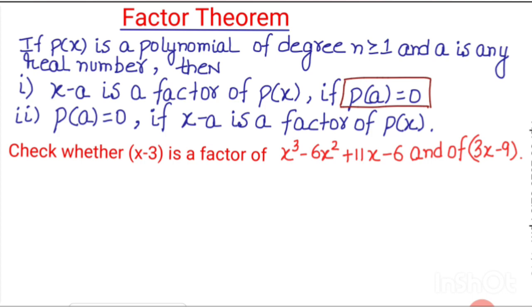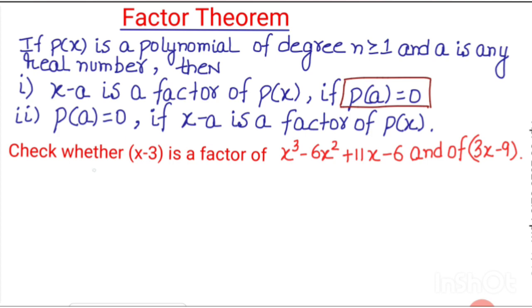because, for example, if on dividing 6 by 2 the remainder is 0, I can say that 2 is a factor of 6. So similarly, on dividing p(x) by x minus a, if the remainder is 0, that is p(a) equals 0, then x minus a is a factor of p(x). Or vice versa, if p(a) equals 0, that is, the value of the polynomial at x equal to a is 0, then I can say that x minus a is a factor of p(x).